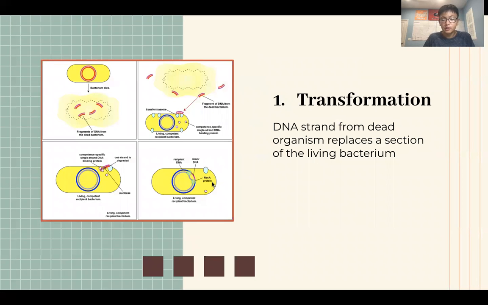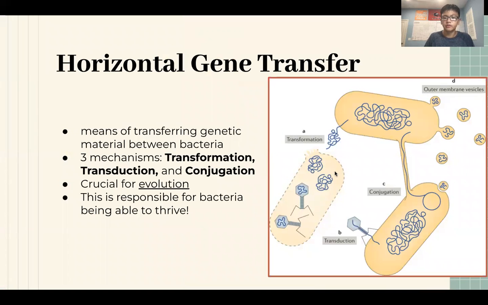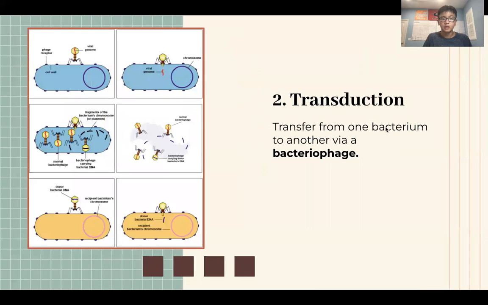So the first step is transformation, and this is when the DNA from a dead organism is transferred to a section of the new living bacterium. This happens when the bacteria is dead, either from a bacteriophage or naturally, the cell bursts and releases these plasmids that can then penetrate through the membrane of other bacteria and change the genome a bit.